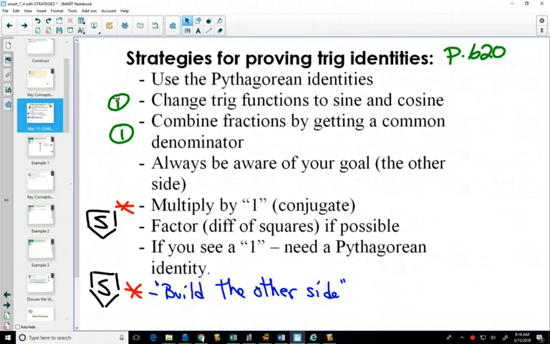Right? Some other things, like if you see a +1 on one side of the equation and you don't have a +1 on the other side of the equation, it's probably going to need one of those Pythagorean identities because they all have a 1 in it somewhere along the line. So these are the strategies that we have had so far. We are now ready for all levels of proofs.